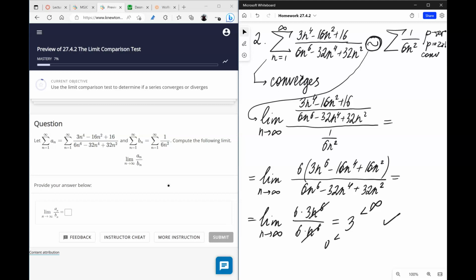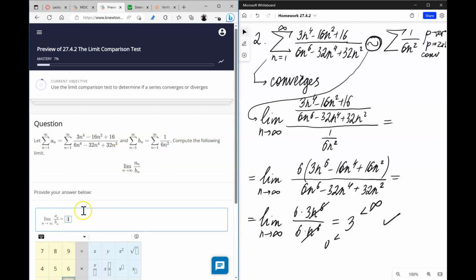equivalence in terms of behavior between the two series. Of course, I cannot put the equal sign there because the limits are not the same, but that's why we had to be creative and invent a new symbol to demonstrate that their behavior is similar. All right, so the answer is 3.